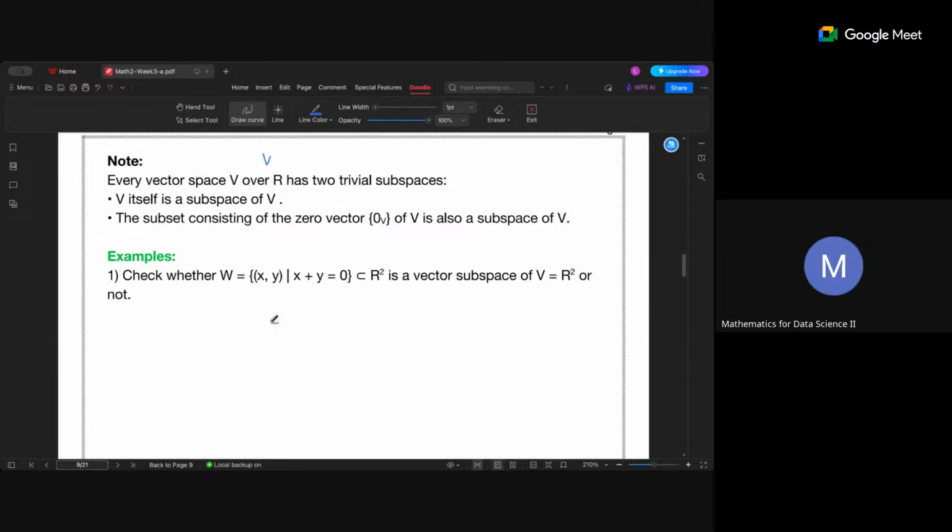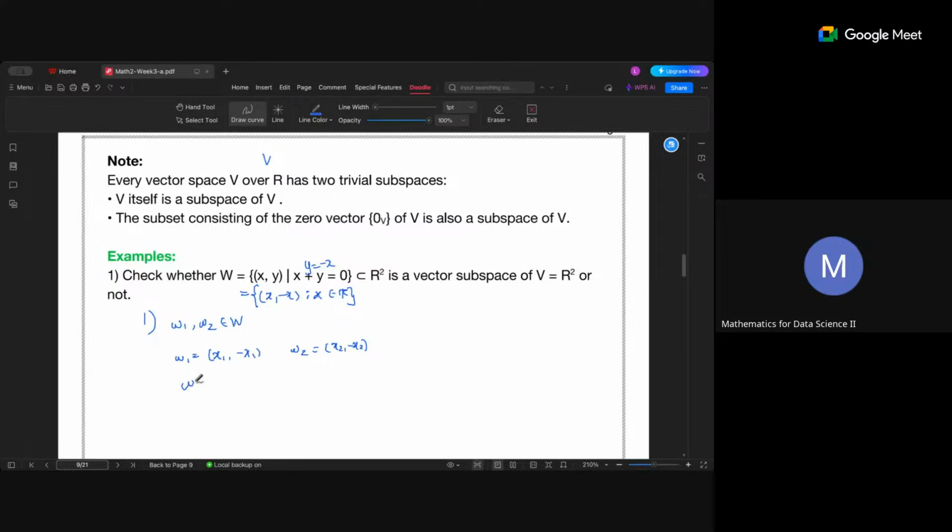Okay, so we have to look for two conditions. The first one is closure under addition, right? So again, for simplicity, we can rewrite this as (x, minus x), x in R, because here y is equal to minus x. So I'm replacing y with minus x. Okay, so let me take two vectors, let's say w1, w2 in W. So w1 is, let's say, (x1, minus x1), and w2 is (x2, minus x2).